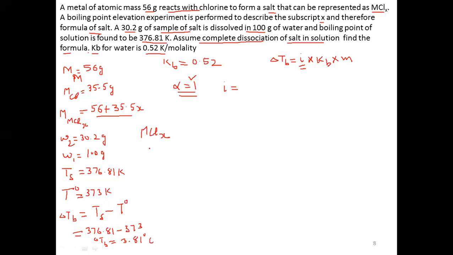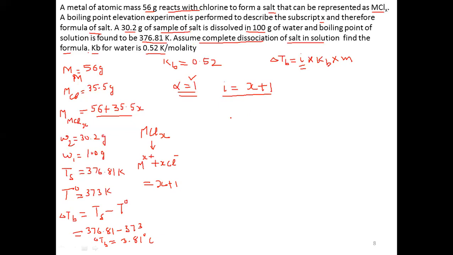MClx will dissociate as M x+ plus x Cl-. So how many ions? One metal ion plus x Cl- ions. So the total number of ions is x plus 1. As I told you, for solutes which are completely dissociated, iota is equal to the number of ions that are produced. So the number of ions produced is x plus 1, so iota is x plus 1.